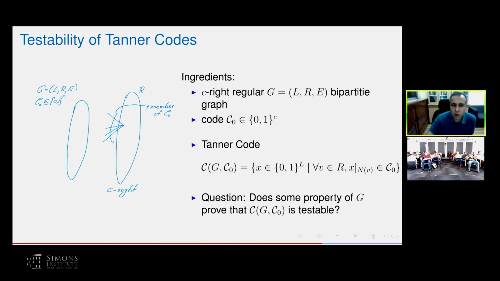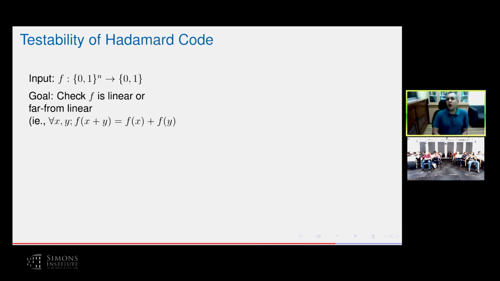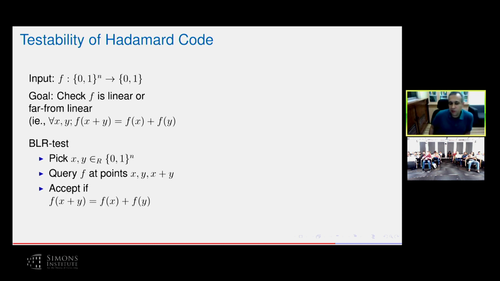To answer this question, let's go into the proof of why the Hadamard code is testable. So once again, the Hadamard code is this code. We have this code given an evaluation of some function. We want to check if the function is linear or is it far from linear. BLR had proposed a very natural test to check linearity. They just said pick two elements, and look at the function at these 3 points x, y, and x plus y, and accept if f of x plus y equals f of x plus f of y.